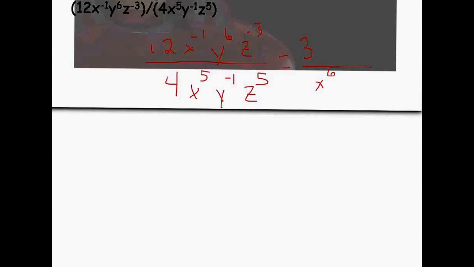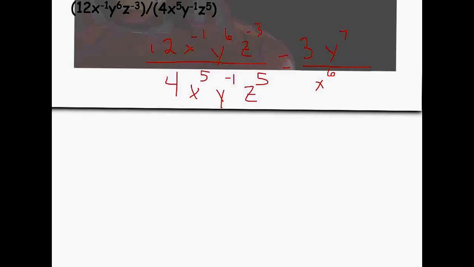Now look at the y. 6 minus -1. Minus the negative is like adding. The bigger number here between 6 and -1 is 6. The 6 is in the denominator, or the numerator, sorry. And so that means in our final answer, y is going to be in the numerator with a power of 6 minus negative 1, which is positive 7.